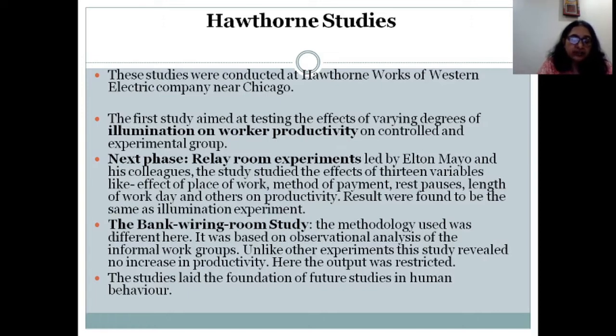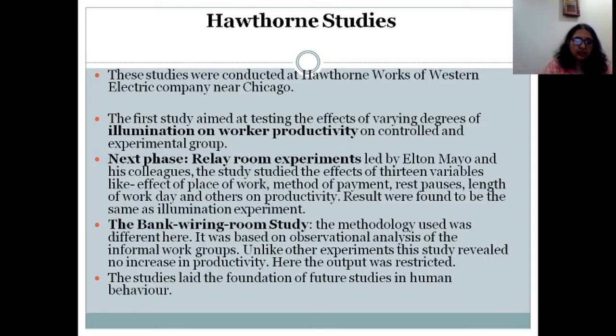In subsequent phases, the level of the light was brought down to such a low point where the workers could hardly see, but still productivity increased. Now, this result was very baffling for the researchers. They could not understand why productivity was increasing. Obviously, there was some variable which was not being controlled, which led to the increase in output. But what was that variable? The researchers could not understand. So, the results of this initial illumination study provided impetus for further study of human behavior in the workplace.